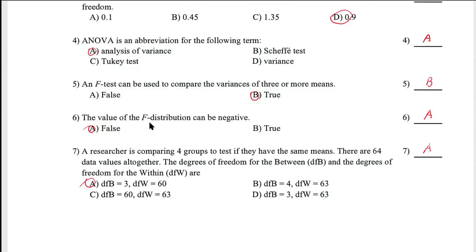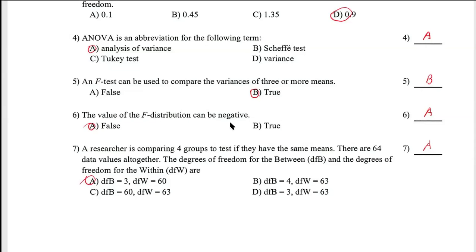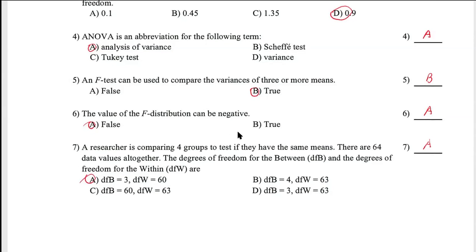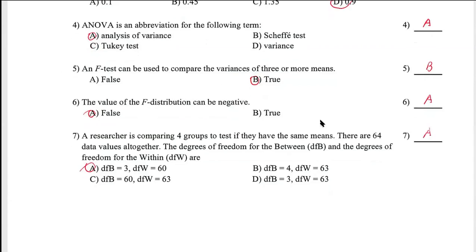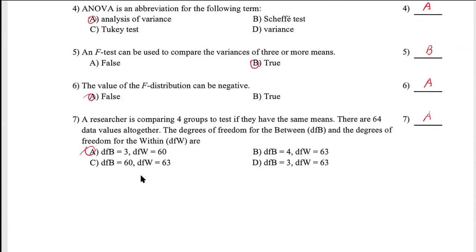The value of the F distribution can be negative. That's false. Everybody, you can only get a positive value, right? Because it's just the ratio of S1 squared divided by S2 squared. How can you get a negative, right?